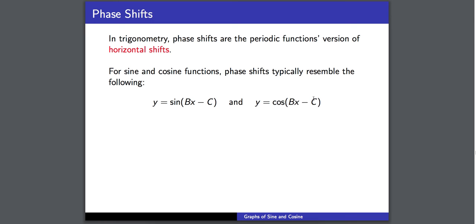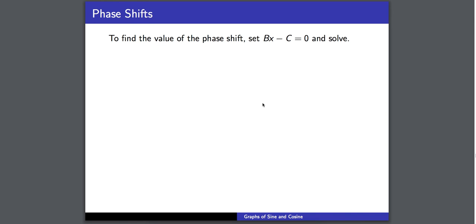So in the vertical shifts video, we didn't include parentheses around what we added or subtracted. So parentheses do actually matter, in terms of, are you moving up or down versus are you moving left or right. So to find the value of phase shifts, much like with horizontal shifts, just set what's inside the parentheses equal to 0 and solve. So if we set bx minus c equal to 0, and solve for x by adding c and dividing by b, then that'll tell us how far from the origin our graph is going to shift.